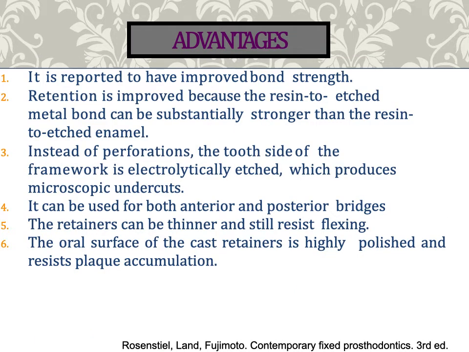Advantages of the Maryland bridge are that it has improved bond strength, or it is at least reported to have improved bond strength. The retention is improved because the resin to etched metal bond can be substantially stronger than the resin to etched enamel. Instead of perforations, the tooth side of the framework is electrolytically etched, which produces microscopic undercuts. It can be used for both anterior and posterior bridges. The retainers can be thin and still resist flexing. The oral surface of the cast retainers is highly polished and resists plaque accumulation.